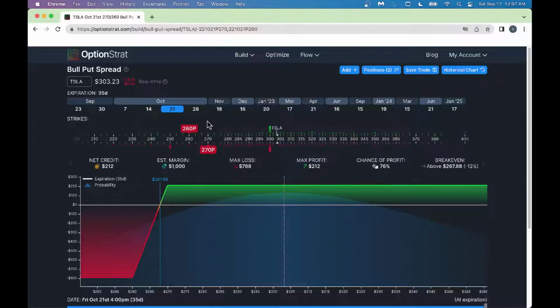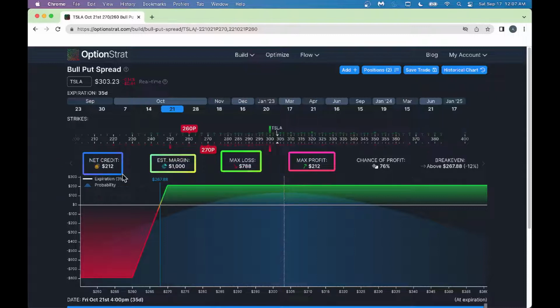Right now what we're doing is we are making it a defined risk strategy, and our net credit right now is $212, which is good enough. And look, our margin requirement came down significantly from about $28,000 to $1,000. That's a great one. It's a defined risk strategy. Your max loss is 788, and your max profit is the money you received, which is 212.